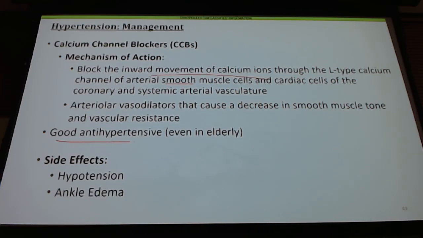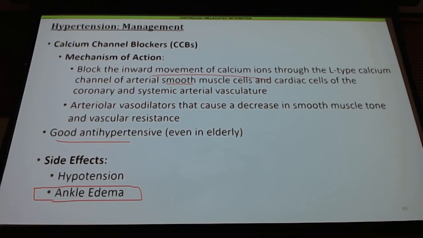These are great antihypertensives even in your elderly patients. So these are good to use. The biggest things you need to watch out for is, okay, maybe I'm giving them too high of a dose or they're reacting excessively to it, so maybe their blood pressure is going to drop too much. But the major one that I see causing folks to get their medication switched is actually the ankle edema, or the edema side effect.